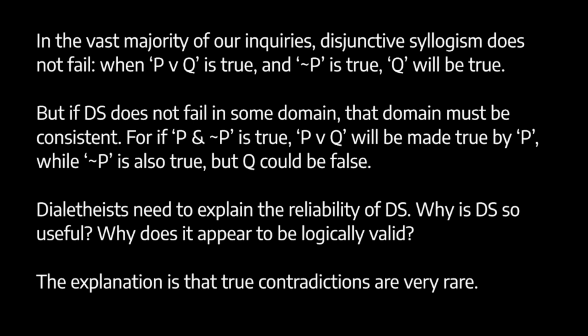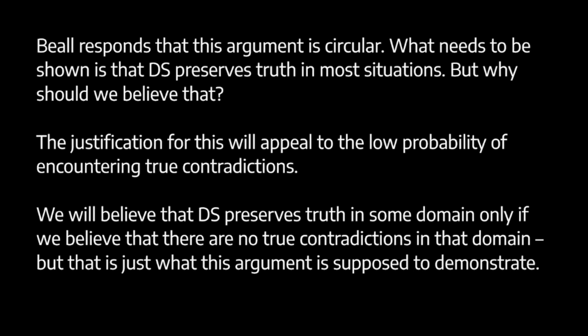So this is the idea: we start out by noticing the reliability of disjunctive syllogism, and we argue from that to the conclusion that true contradictions are improbable. J.C. Beall responds that as an argument for the rarity of true contradictions, the appeal to disjunctive syllogism is circular. What needs to be shown is that disjunctive syllogism preserves truth in most ordinary situations. But what grounds are there for believing that?